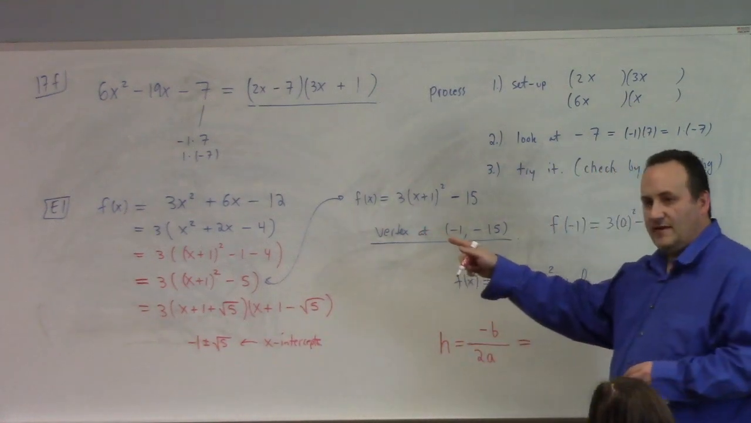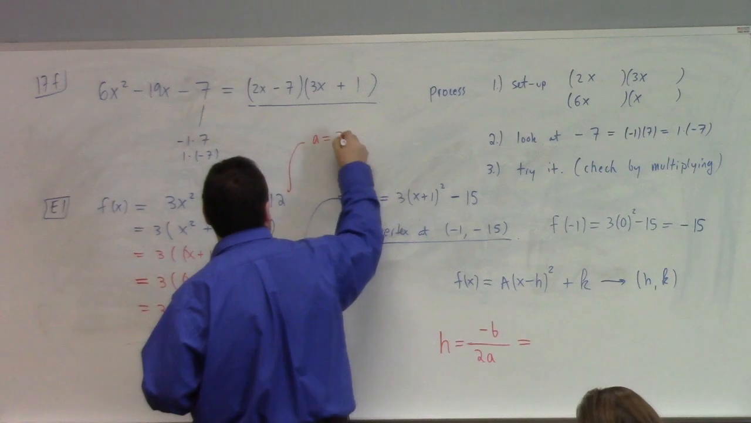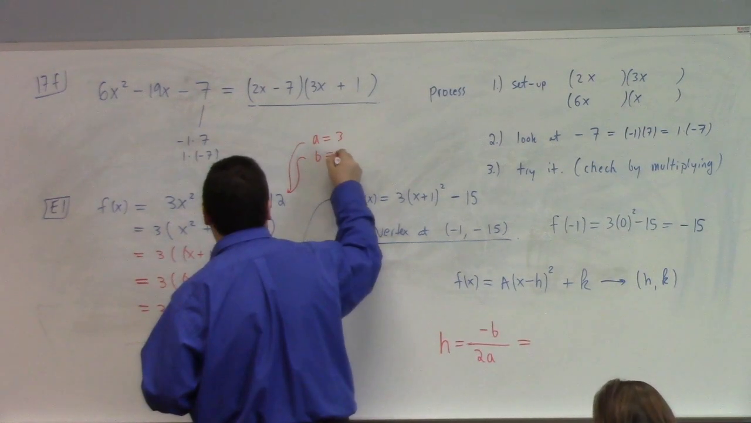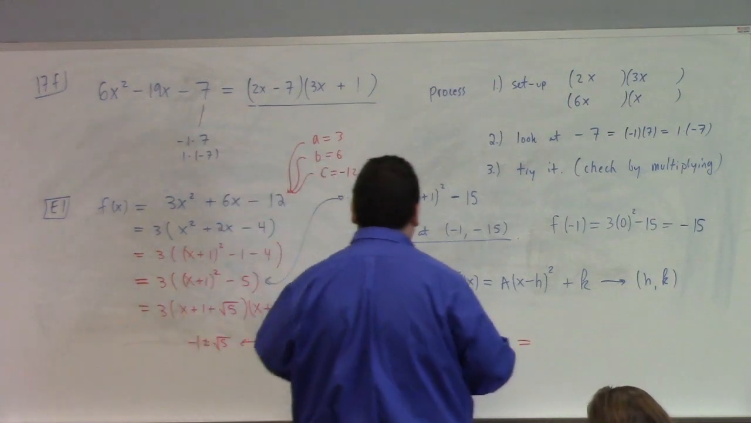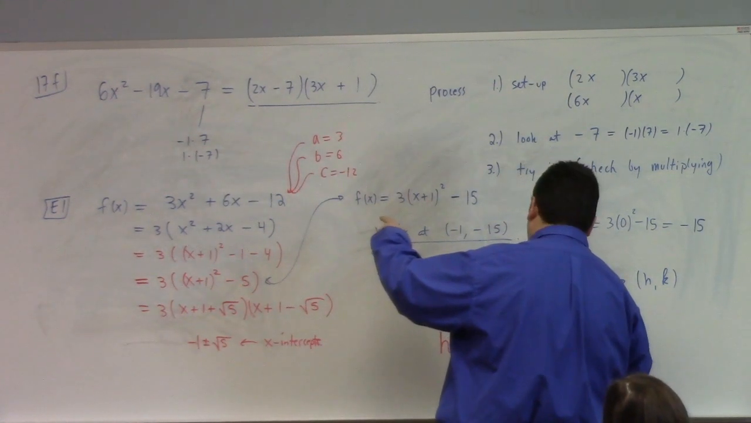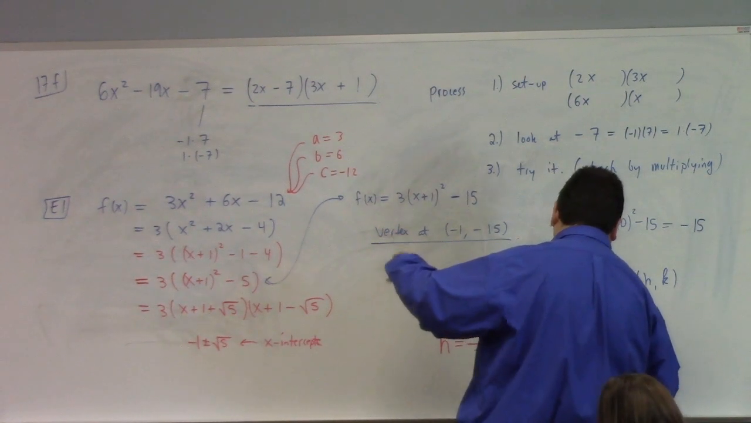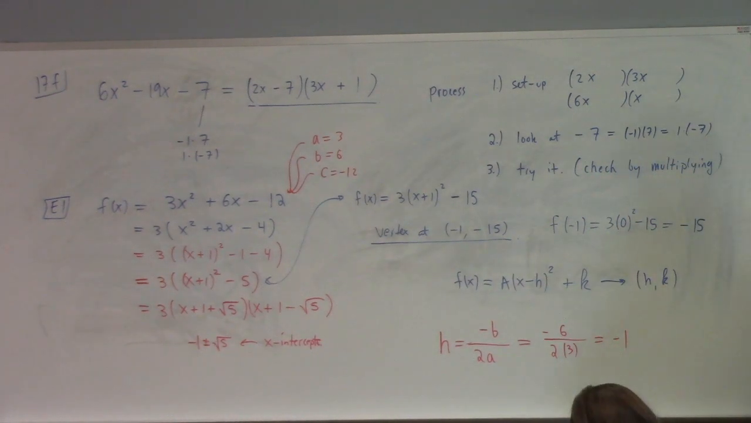So this one has, what do we got here? a equals 3, b equals 6, c equals minus 12. So minus b over 2a for this one is minus 6 divided by 2 times 3, which is minus 1, right? And some of you are like, well, why don't you just tell me that to start with? Because that's not completing the square, and this is much happier.